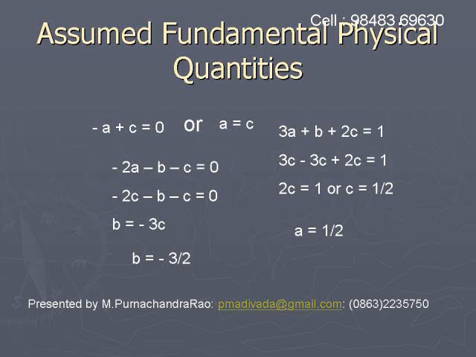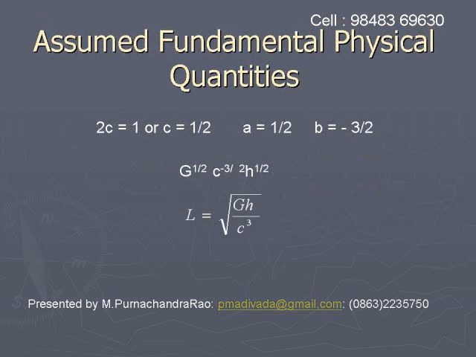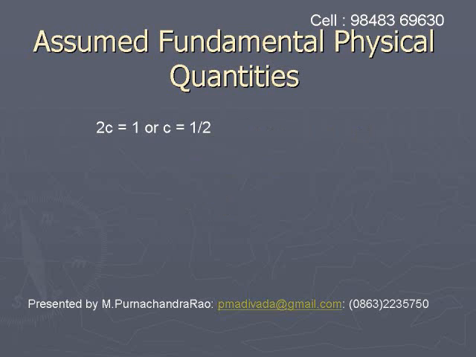Since a is equal to c, a is also equal to half. B is equal to minus 3c, hence minus 3 into 1 by 2, that is minus 3 by 2. So a is equal to half and b is equal to minus 3 by 2.